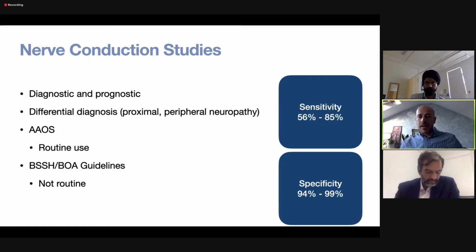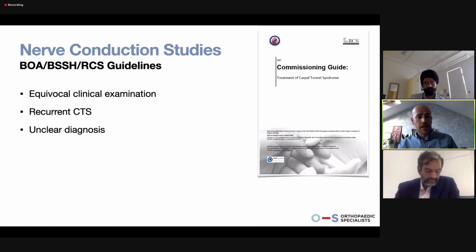The American Academy of Orthopedic Surgeons recommends routine use, whilst more local guidelines, such as those by the British Hand Society and British Orthopedic Association, don't recommend this as routine. It's worth looking at the guidance by the BOA and BSSH. It provides quite a nice overview of the recommendations.